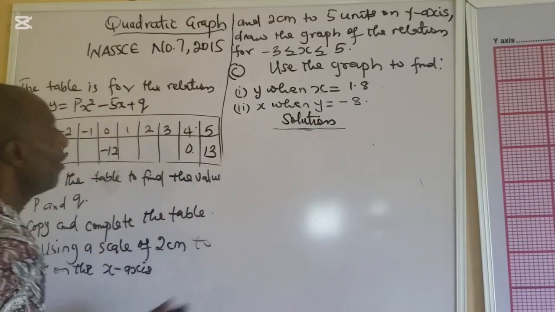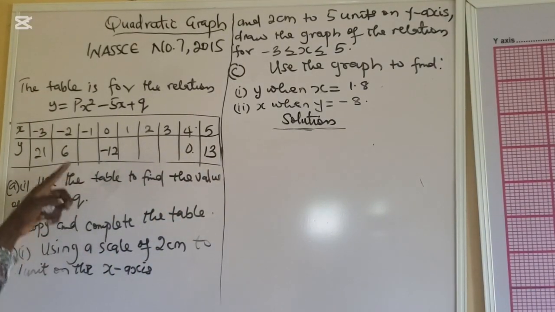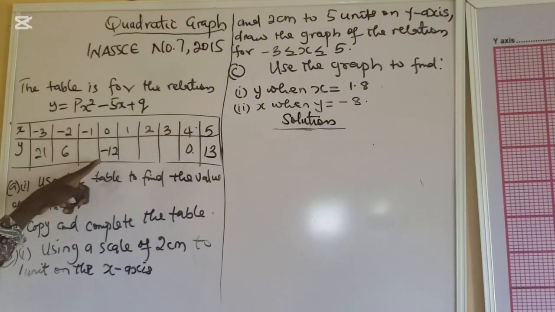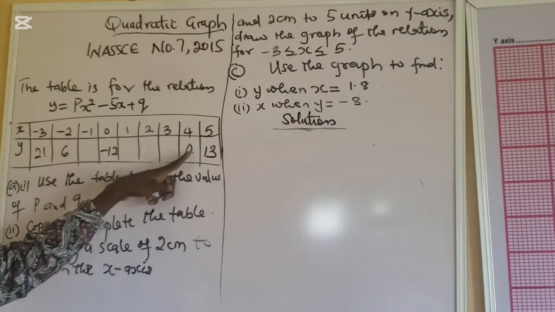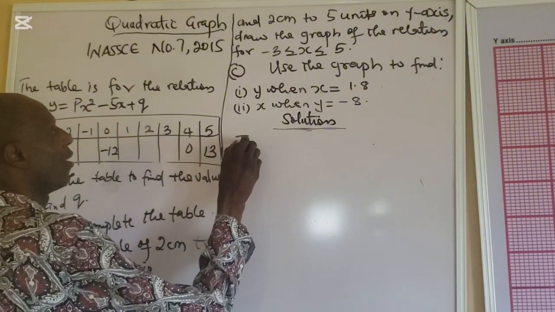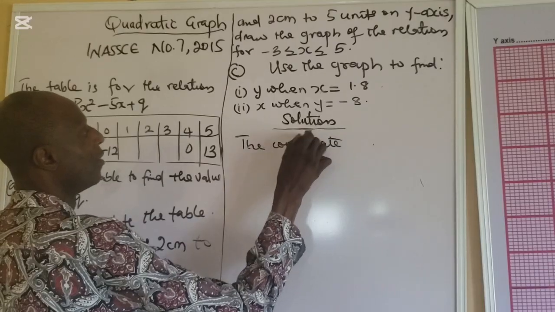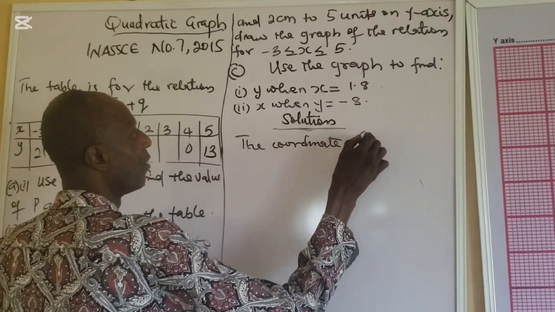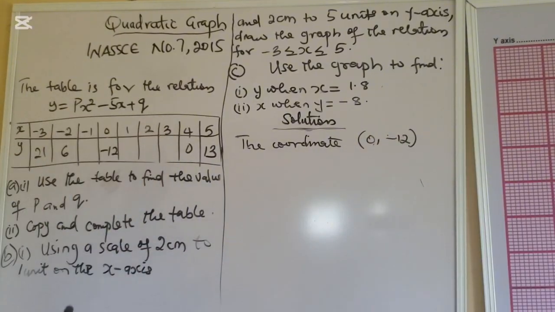Solution. Look at the table given to you. We have two coordinate points: when x is 0 and y is minus 12, and when x is 4 and y is 0. These are the two things we need to find the value of p and q. So the first coordinate is 0, minus 12.